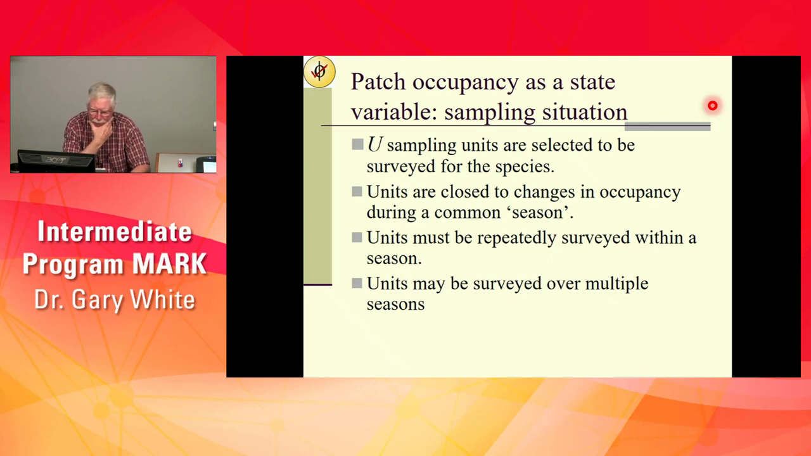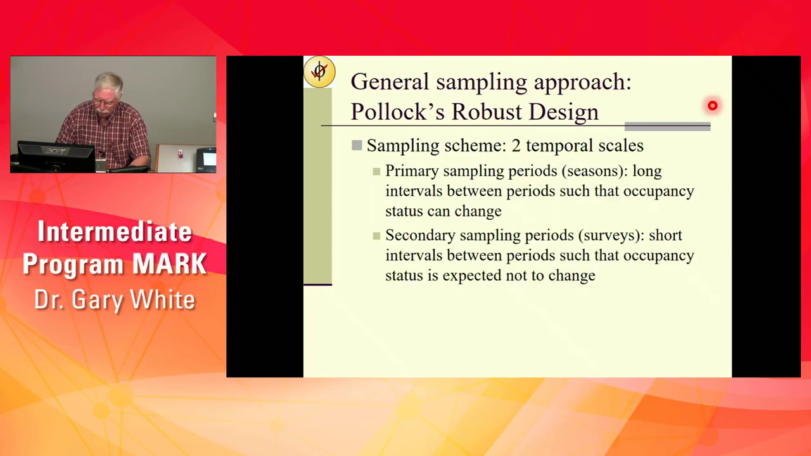So you have this sample: U sampling units are selected and surveyed. You do a survey, you come back again next season, next year, and you survey them again, and you keep doing that. So now it's like Pollock's robust design. You can see how people immediately jumped into this. You've got these primary samples, or your seasons, and you've got your secondary samples surveyed within season.